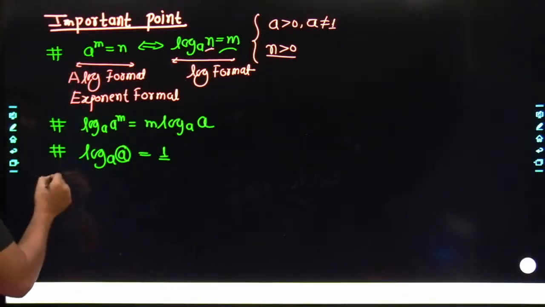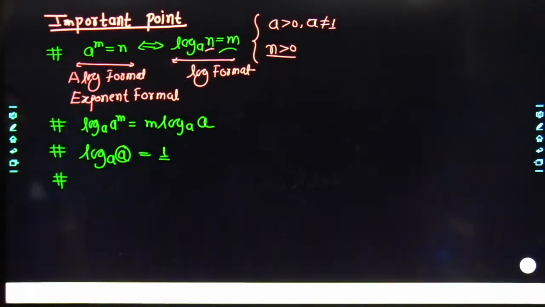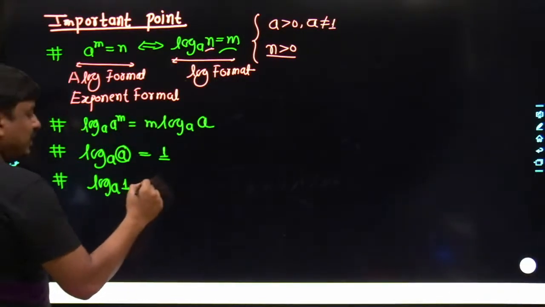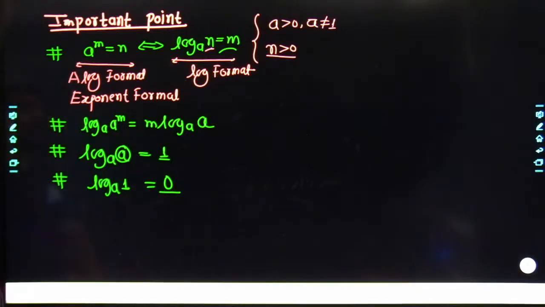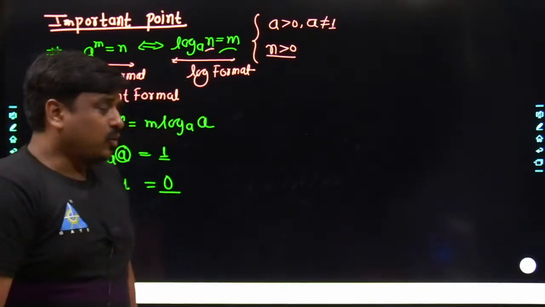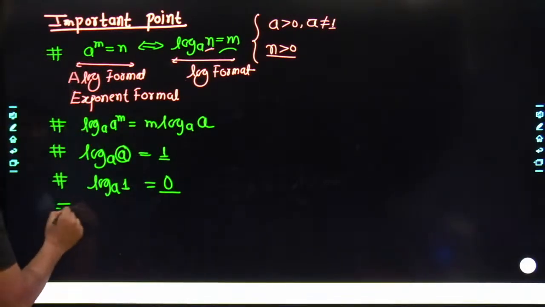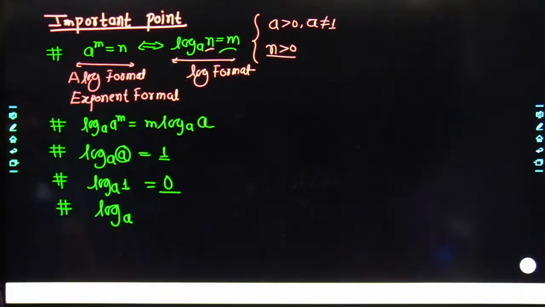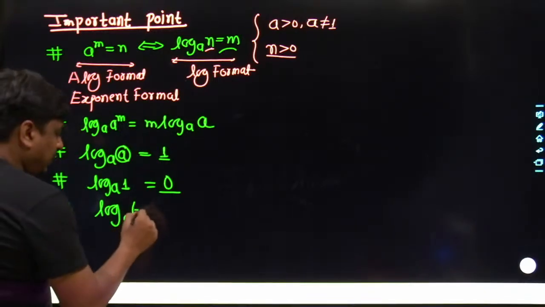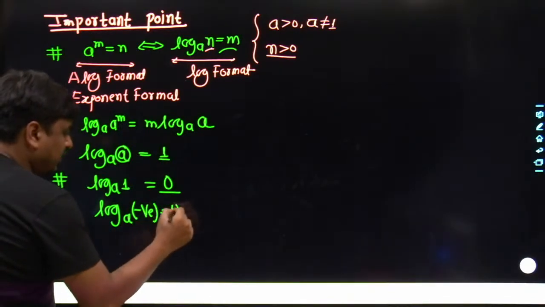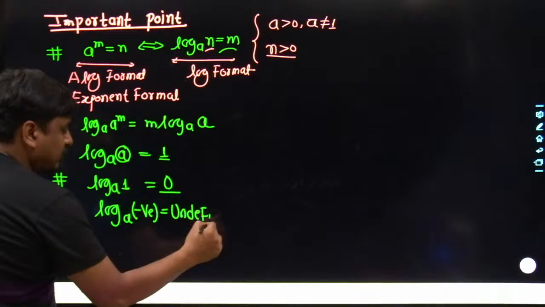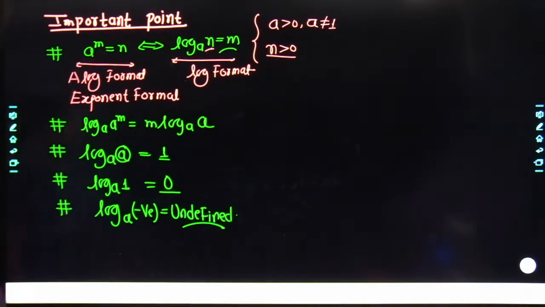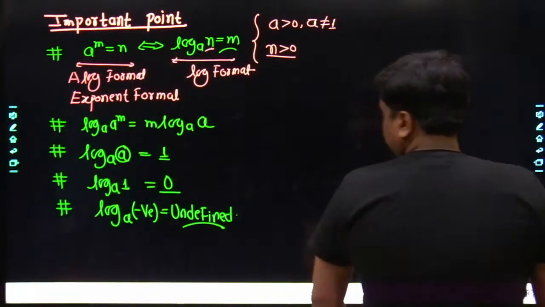Similarly, in the same sequence, we got to know the next property. Log base a, if it is applied over 1, the result would be precisely 0. Nobody can reject it. Similarly, log base a of a negative value is an undefined case. This mathematical equation is not a genuine mathematical equation.